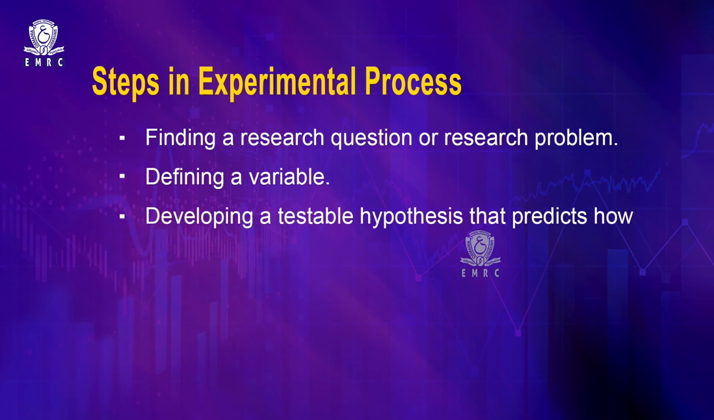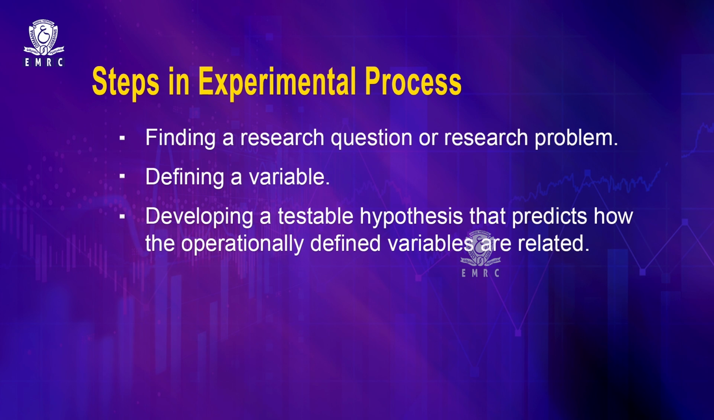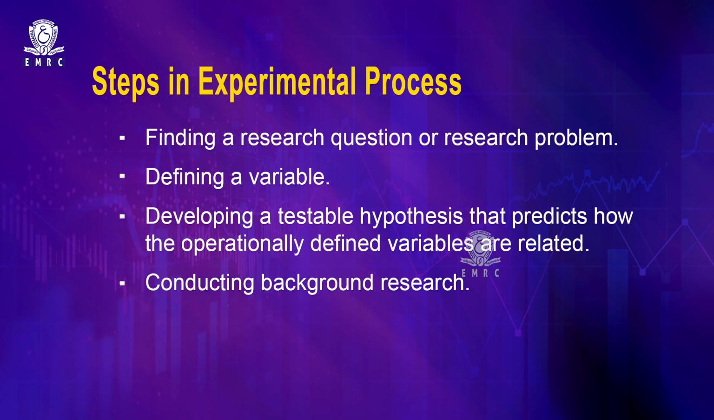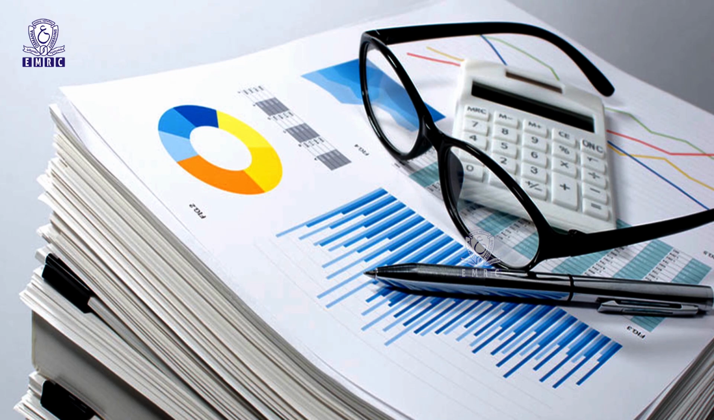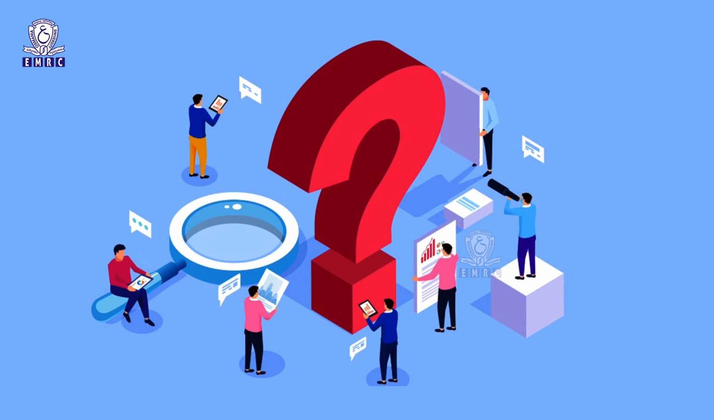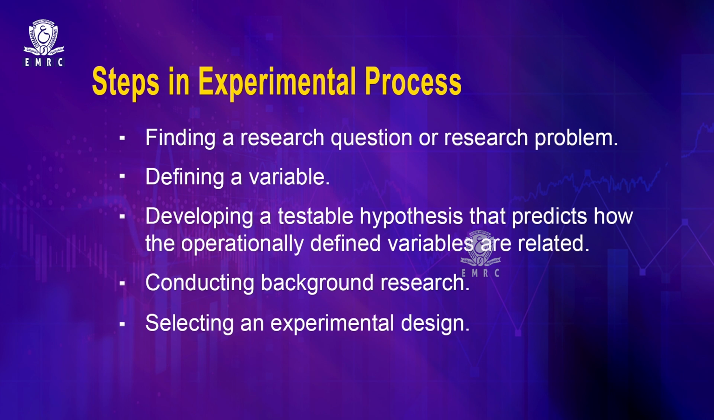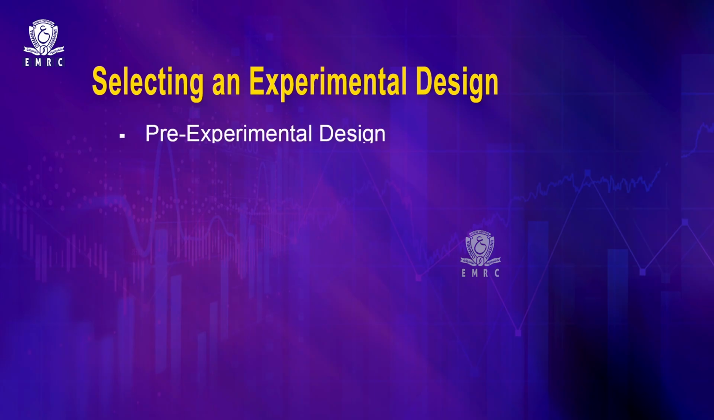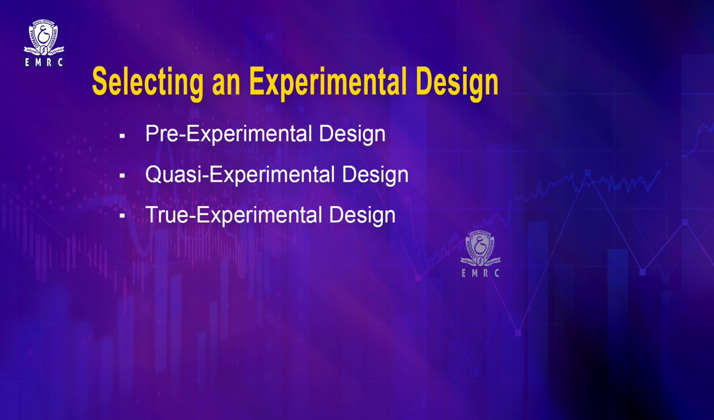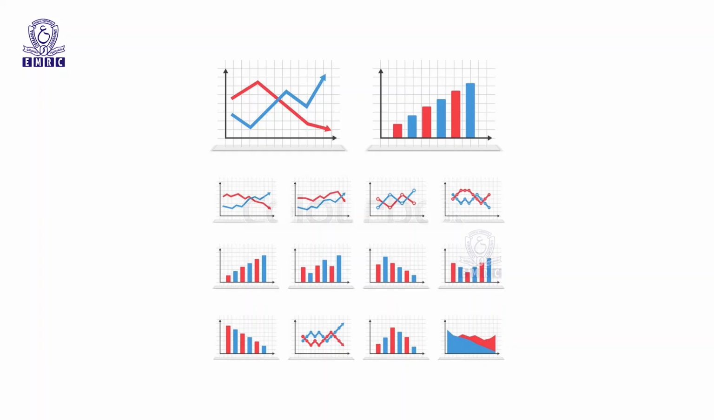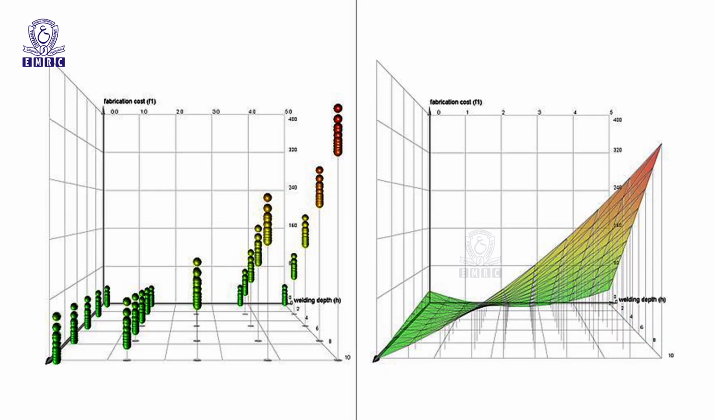Variables are anything that might impact the outcome of the study. Next, developing a testable hypothesis that predicts how the operationally defined variables are related. Next, conducting background research, going through journals, articles, etc. This will provide us information about what questions have been answered and what needs to be answered. Selecting an experimental design, the next step is to select one that suits the study. There are three types of design that we can choose from, namely pre-experimental, quasi-experimental and true experimental design. Each design has its pros and cons, and we must select the one that suits our research the best.